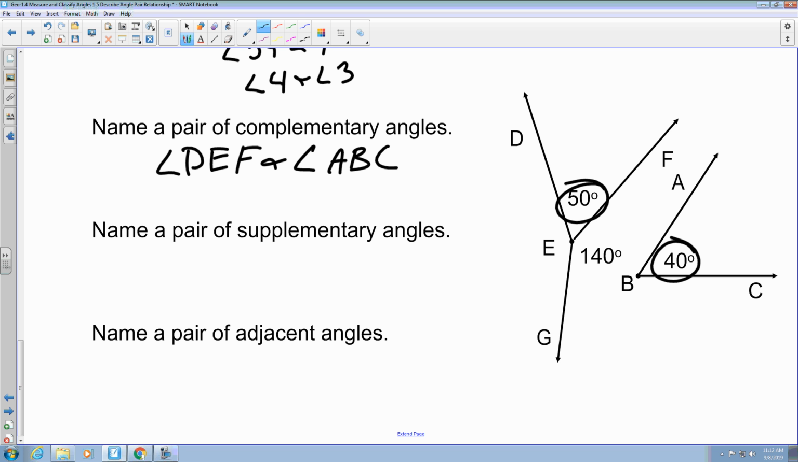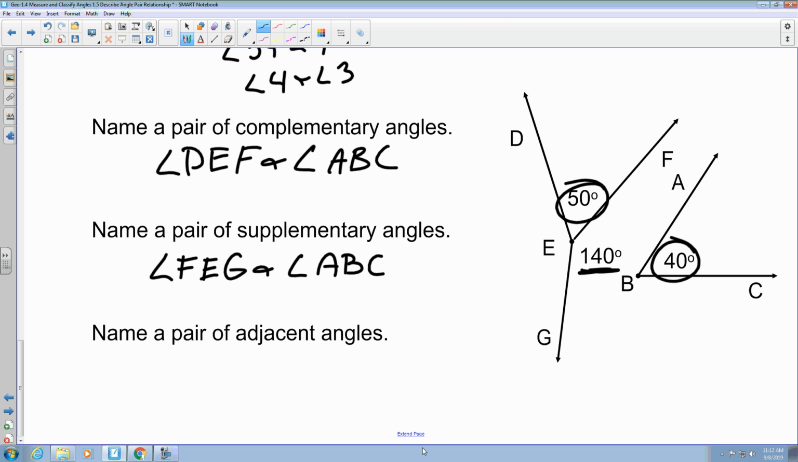So next thing is supplementary. Supplementary is 180. I see I got 140, 140, and 40 give me 180. So that fits the definition. Angle FEG and angle ABC are supplementary.